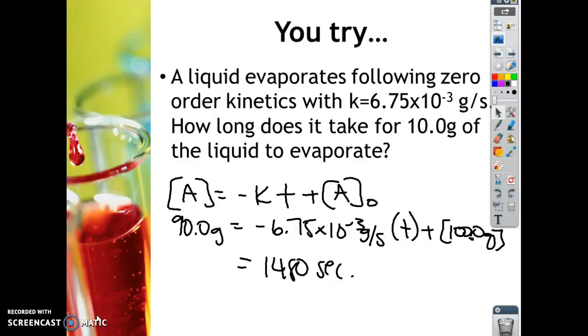Okay, so here's what I did with this one. It only said for 10 grams of the liquid to evaporate. I just started with however much I felt like, and 100's a good number. So I pretended I initially had 100, and if 10 evaporated, that means my final was 90. Plugged in my numbers, solved for T. Got to get that critical thinking. Figure out what to do in these situations where it gives us something different in our question. Good.